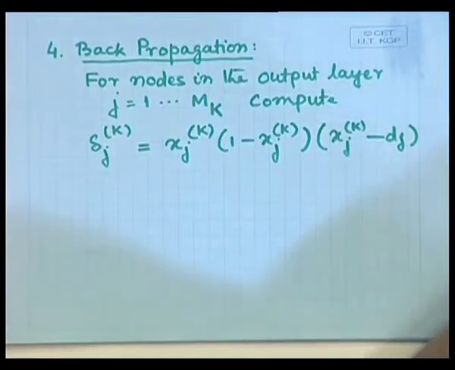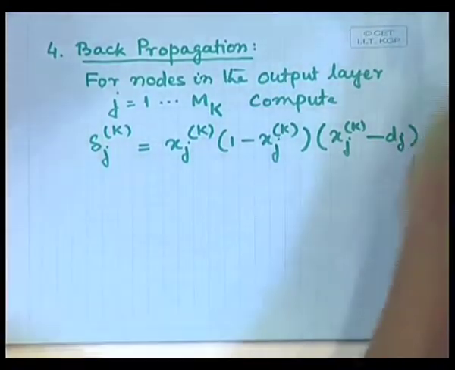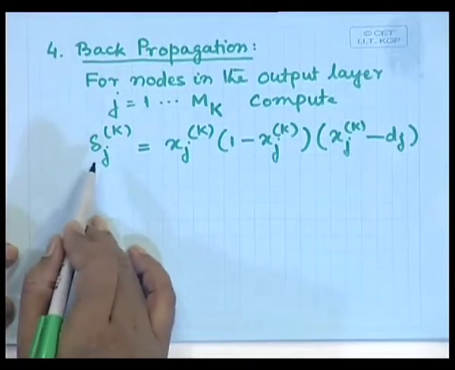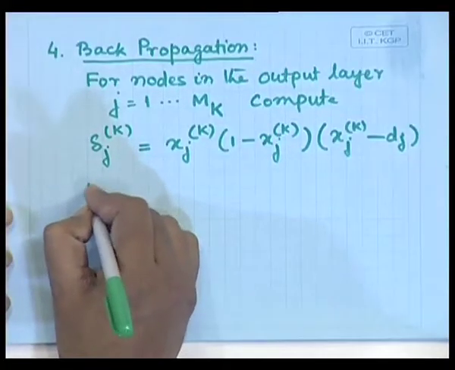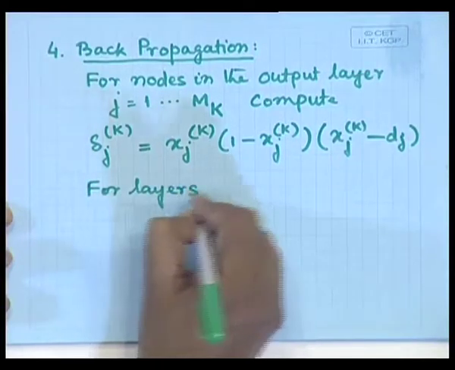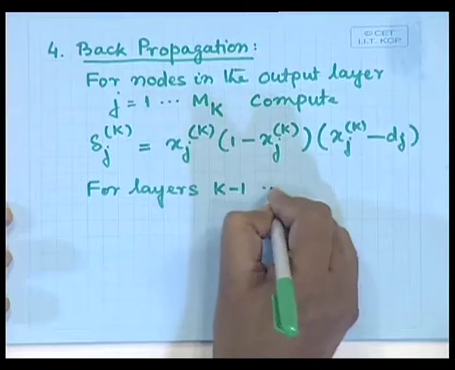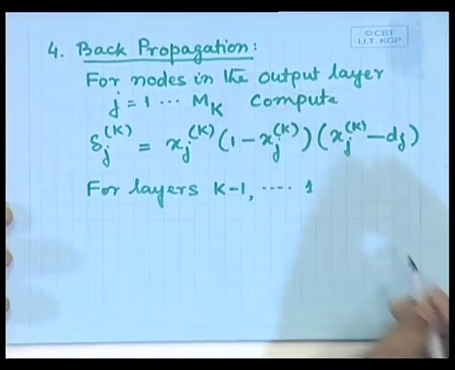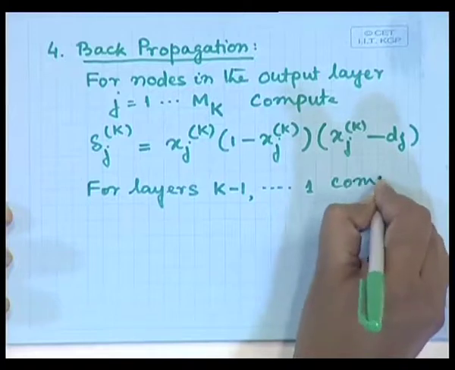Okay. So, this is what you do for the nodes in the output layer, but you find that computation of this increment term for the input layer nodes or for the hidden layer nodes has to be slightly different, because there the contribution to error is because of propagation from various other nodes. Okay. So, for other nodes, for layers k minus 1 up to layer 1, this computation will be slightly different.